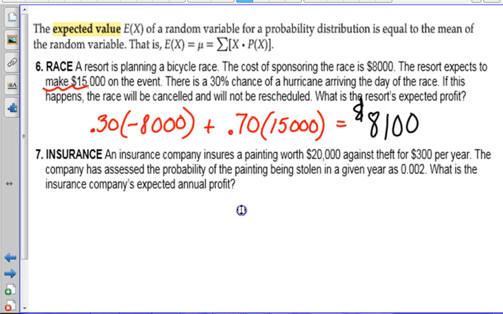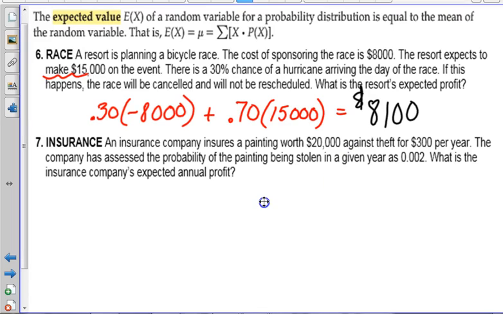All right. Number 7, an insurance company insures a painting worth $20,000 against theft for $300 a year. The company has assessed the probability of the painting being stolen in a given year as 0.002. What is the insurance company's expected annual profit? Okay, we're the company. All right. So, as the company, we make $300 how often?